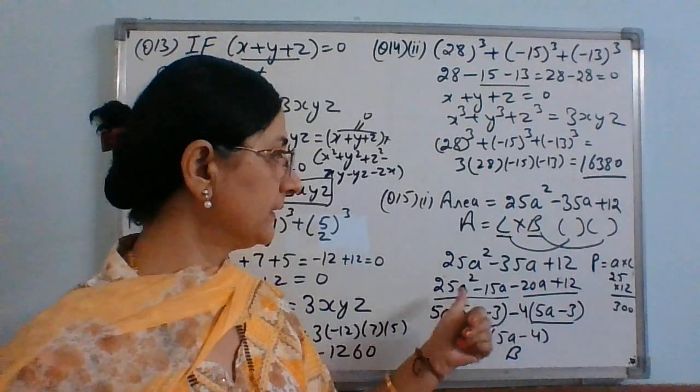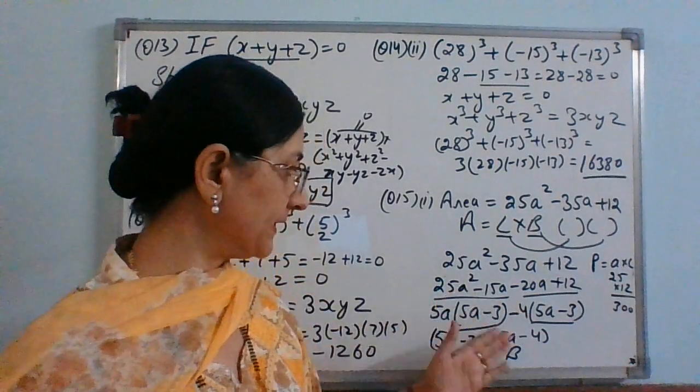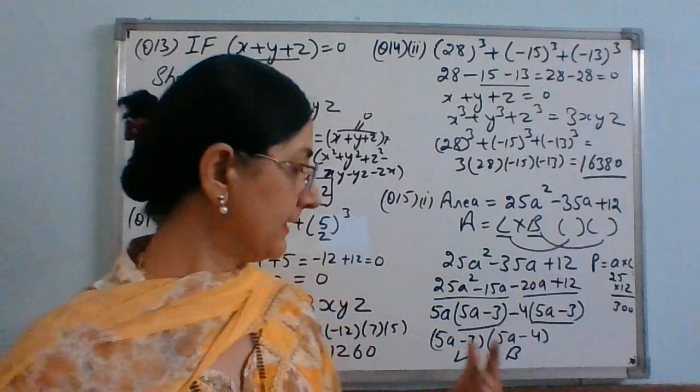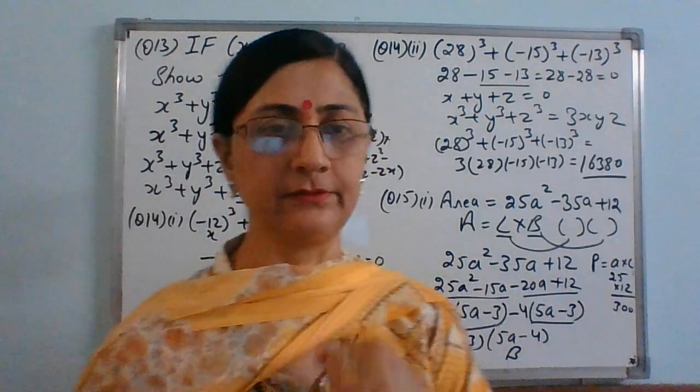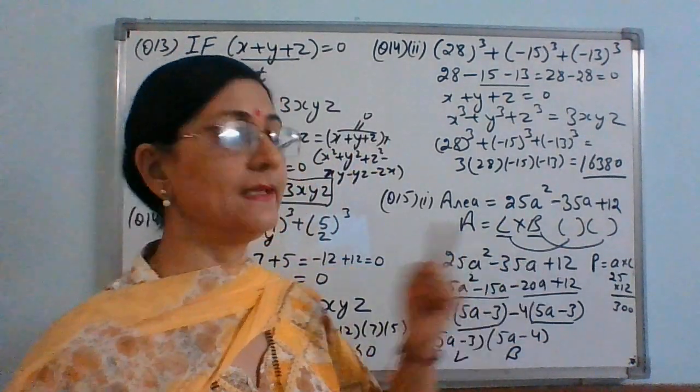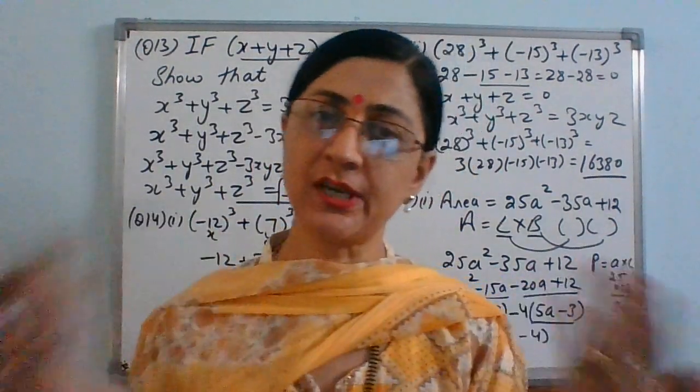If it is a quadratic, you can solve it by splitting the middle term. You will get two factors, and one will be the length and the other will be the breadth, because area is length into breadth. Two factors, one will be length, one will be breadth.